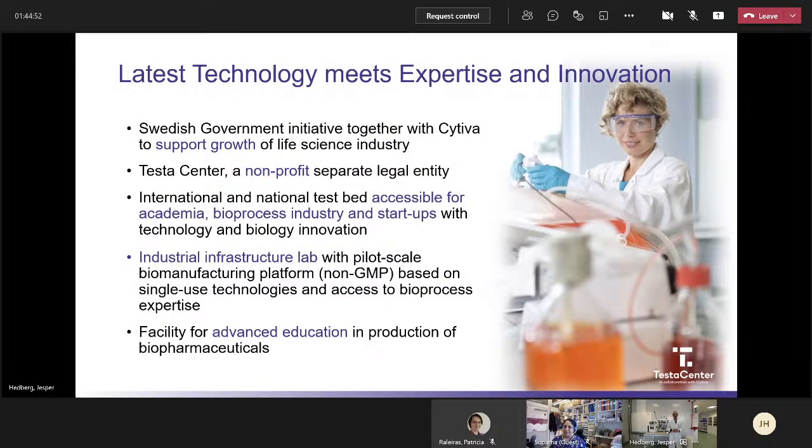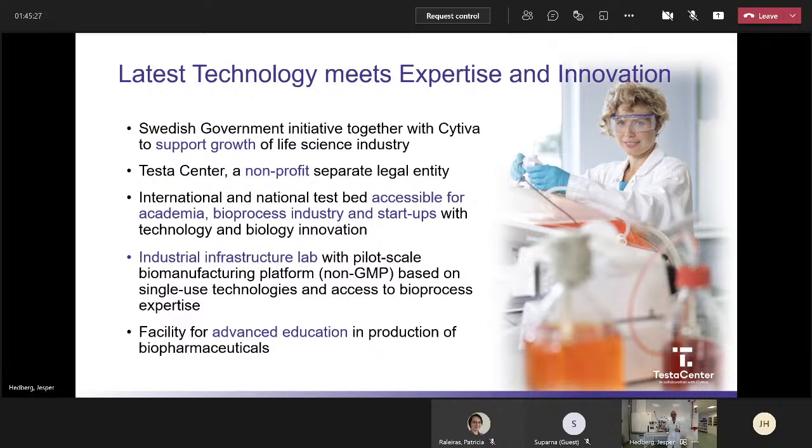It's a joint effort between Cytiva and the Swedish government to support the growth of life science. Testa Center is a separate legal entity, but it's defined as non-profit. And we're open both internationally and nationally for academic groups and small companies around both biological and technological innovation. We describe ourselves as an industrial infrastructure lab, which means that we have the production equipment that is usually used in a GMP setting, but in a research environment here in Testa Center.